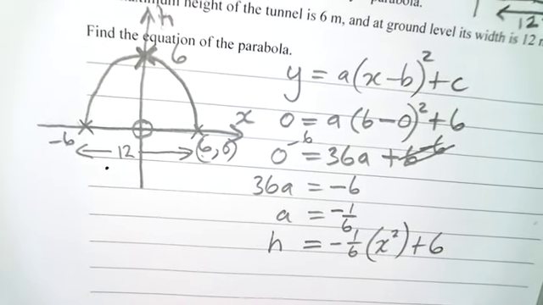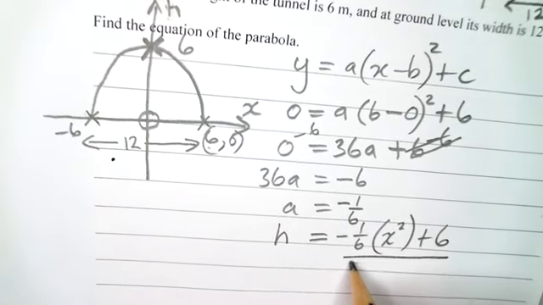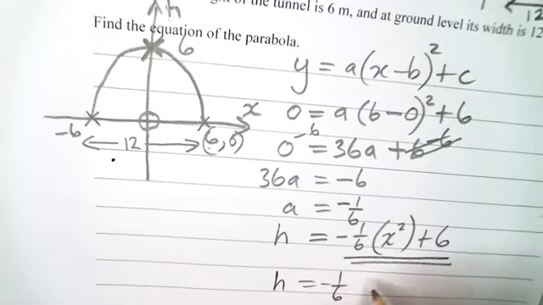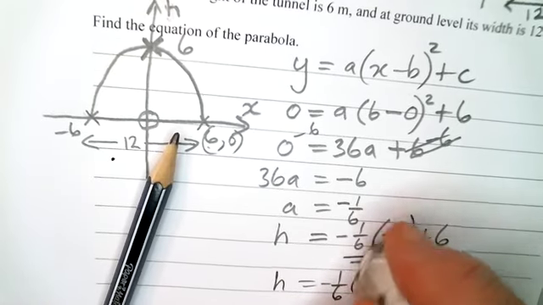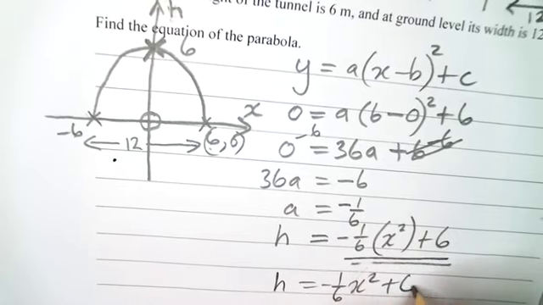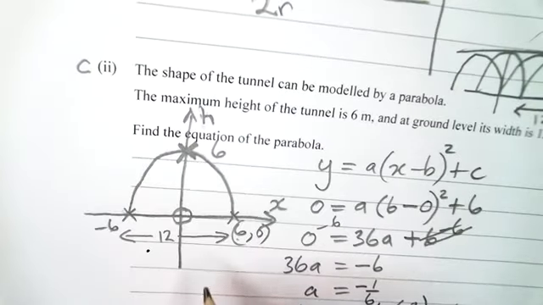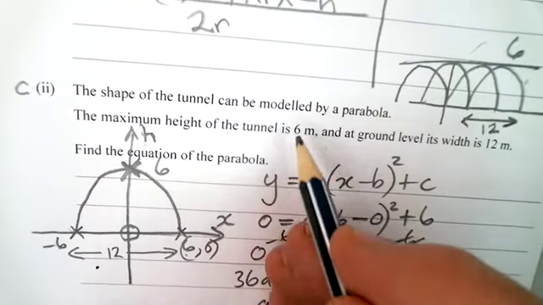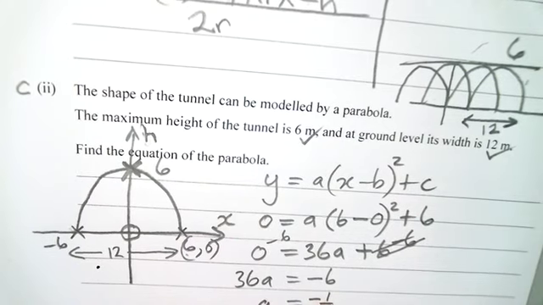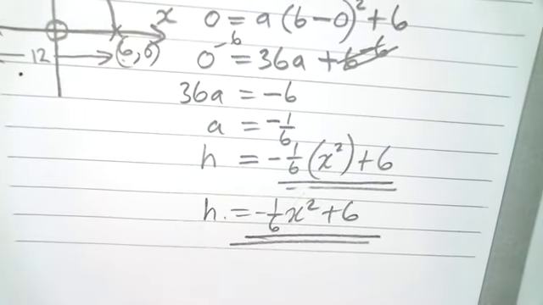Now, if you want to move it along a little bit, you just simply choose a different start point. But this meets all of the criteria, although you probably don't need the brackets. You can say h is equal to -1/6 x squared plus 6. I keep on writing brackets in there. Don't need brackets. And that would be the most succinct way of writing this. And this would meet all the criteria. Height of 6, check. Ground level width is 12, check. And you're going to find the equation. So that would work perfectly well. Hope that makes sense.